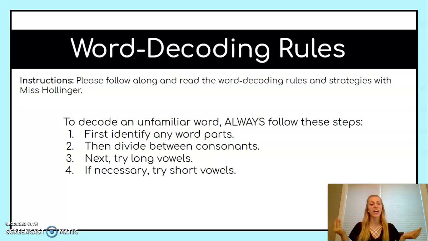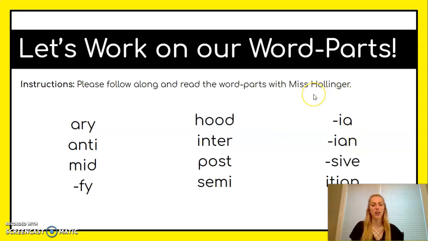To decode an unfamiliar word, always follow these steps. First, identify any word parts. Number 2, then divide between consonants. Number 3, next try long vowel sounds. And number 4, if necessary, try short vowels like magic. Perfect. All right, let's work on our word parts.